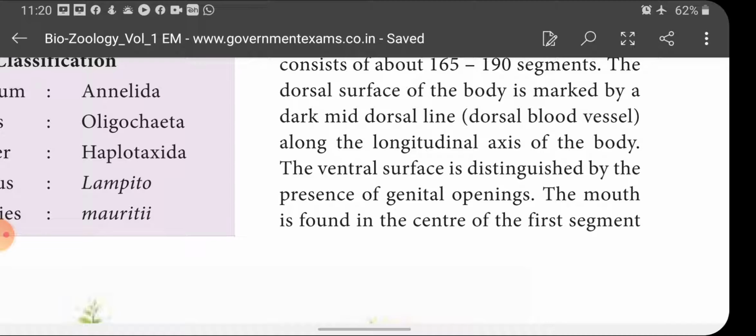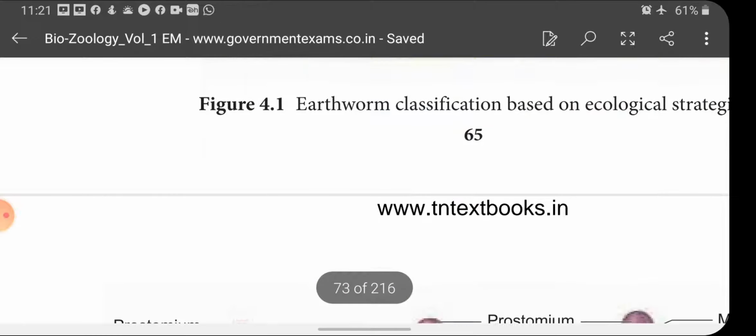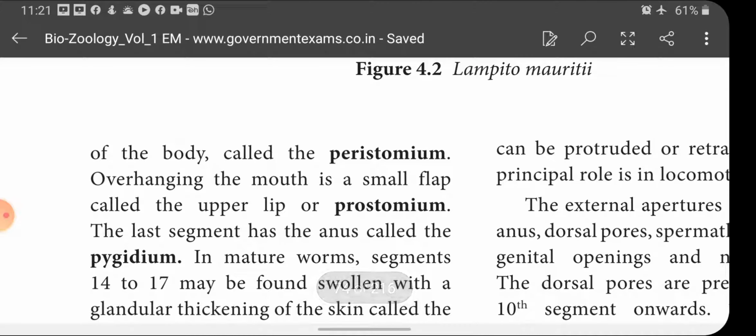The dorsal surface of the body is marked by a dark mid-dorsal line, that is called dorsal blood vessels. And ventral surface is distinguished by the presence of genital openings, and the mouth is found in the center of the first segment. Where the mouth is present, it is found in the center of the first segment, and this is called peristomium. Overhanging the mouth is a small flap called the upper lip or prostomium. The last segment has the anus called pygidium.